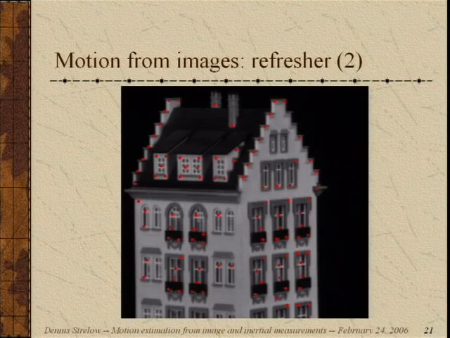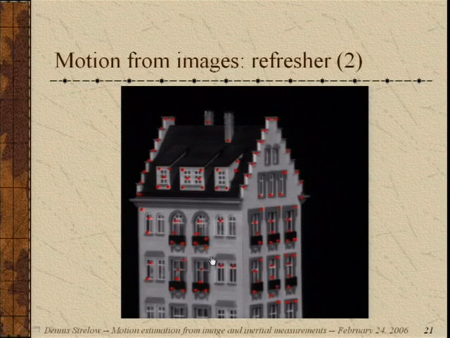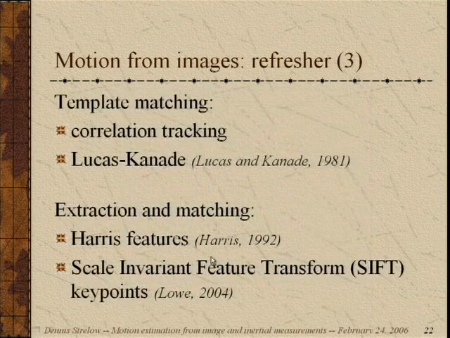Okay, so this is a classic example. It's the hotel sequence taken by, I believe, Carlo Tomasi at CMU. The subsequence I've taken is about 20 images. We've automatically extracted about 100 points that are in well-textured parts of the image, and we've tracked them using Lucas-Kanade through that 20-image sequence.